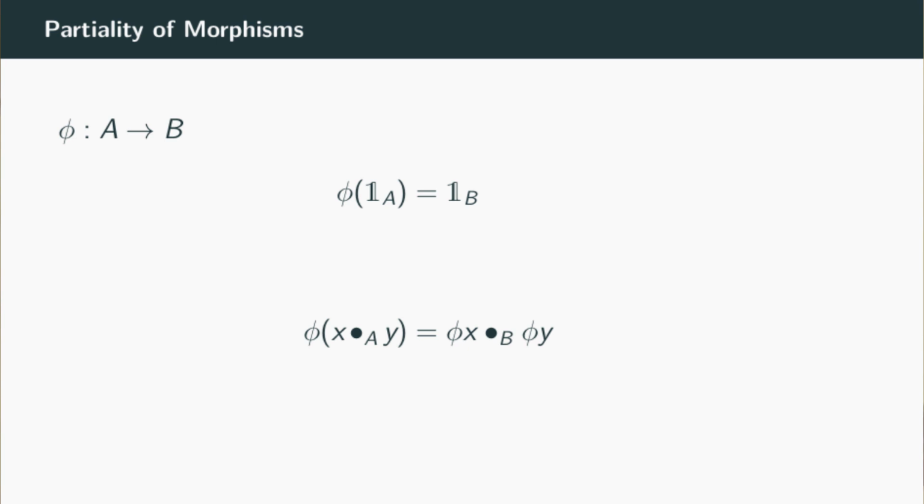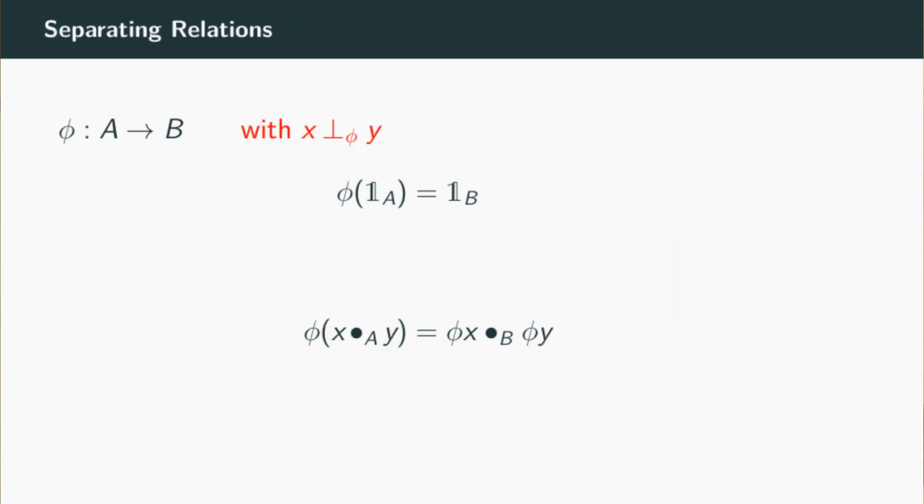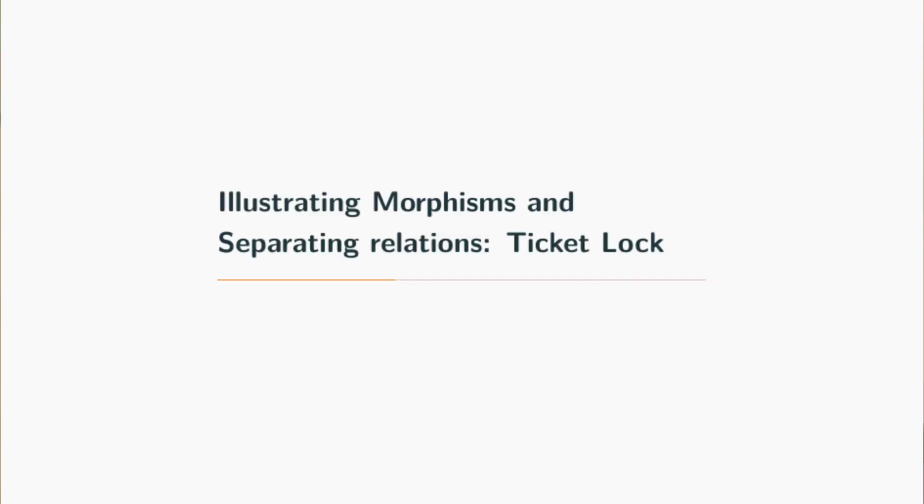The join operation is partial and the joined values may not be defined. To ensure that the morphism is well behaved, we make the second property conditional. We associate with each morphism a separating relation. In practice, the separating relation relates private state of a thread to private state of the environment. In this talk, I will explore the concepts of morphisms and separating relations and show how the two concepts interact with standard algebraic constructions. Now, let's see how morphisms and separating relations work in practice.